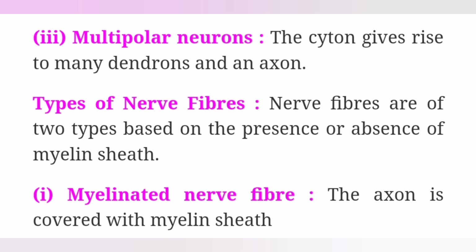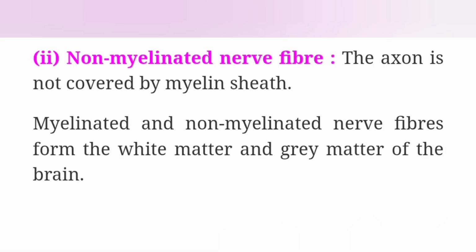Types of nerve fibers. Nerve fibers are of two types based on the presence or absence of myelin sheath. Next point, myelinated nerve fiber. The axon is covered with myelin sheath. Second point, non-myelinated nerve fiber. The axon is not covered by myelin sheath. Myelinated and non-myelinated nerve fibers form the white matter and grey matter of the brain.